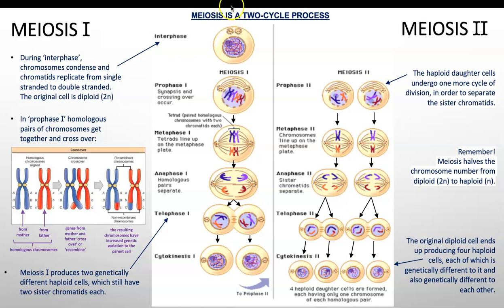So once they become chromosomes, they condense, and then the chromatids are going to start to replicate and go from a single chromatid chromosome to a double chromatid chromosome. They're going to be double-stranded. So this original cell here, can't see my cursor, the original cell is diploid, which means that they have 2N, and N is the number of sets of chromosomes.